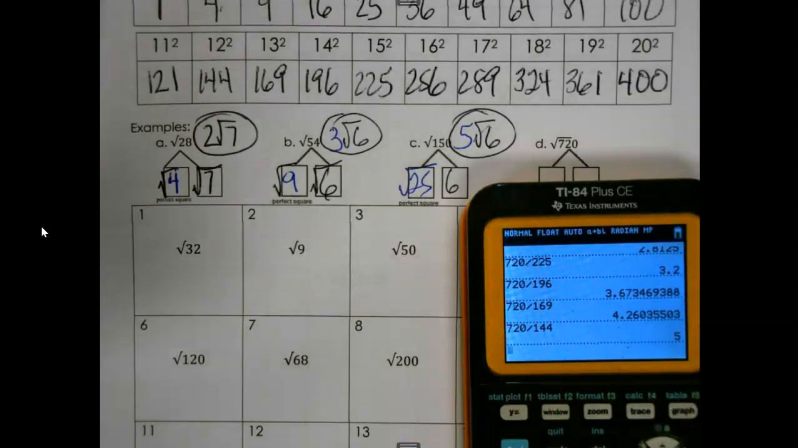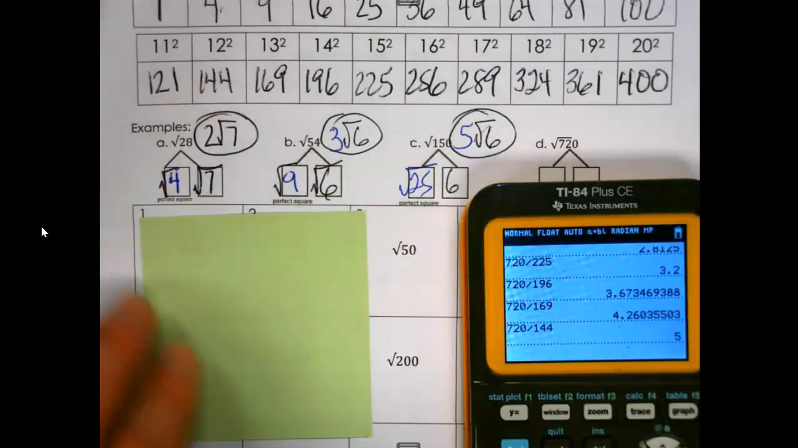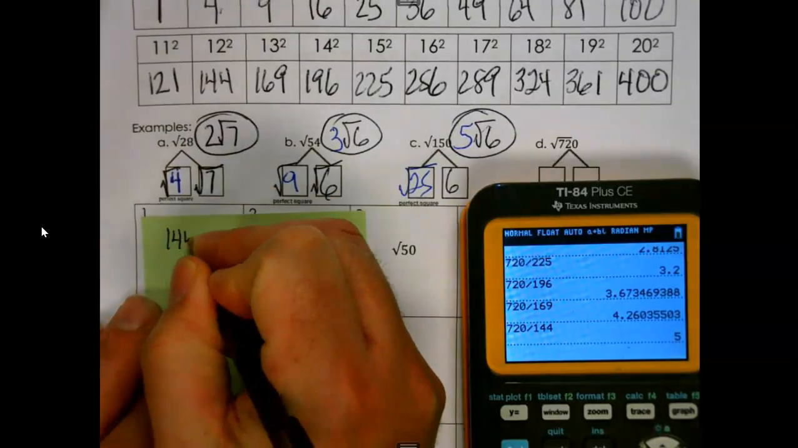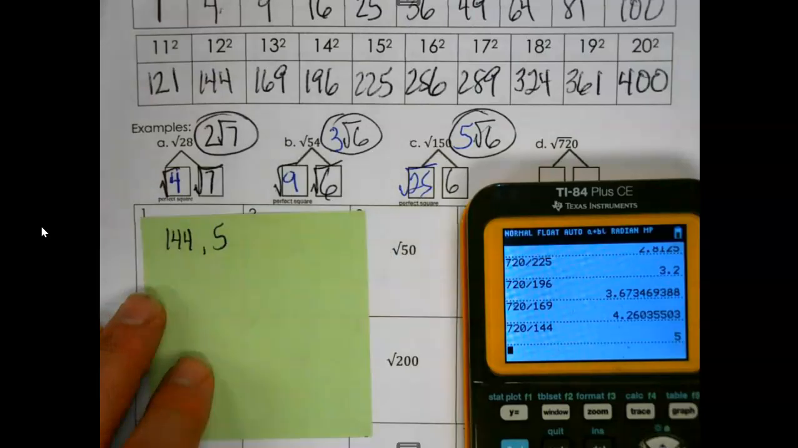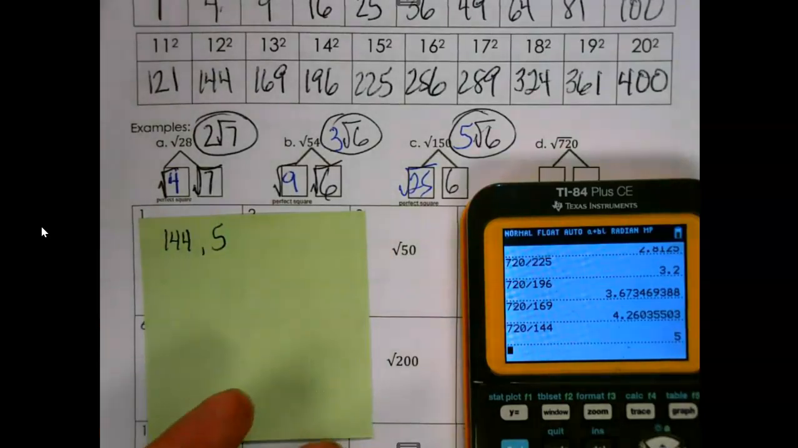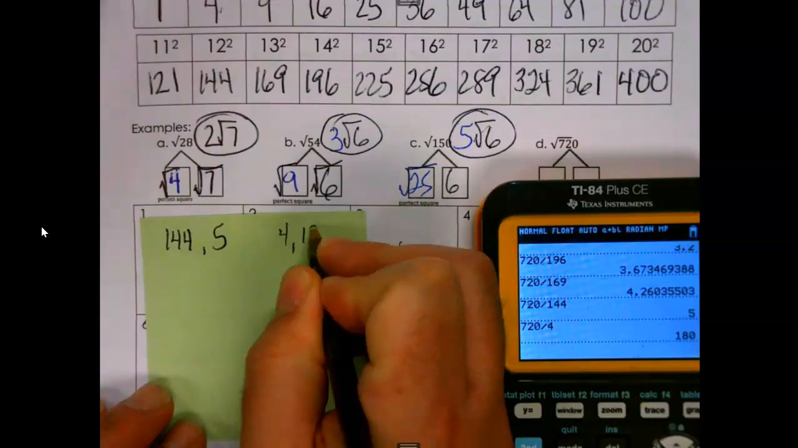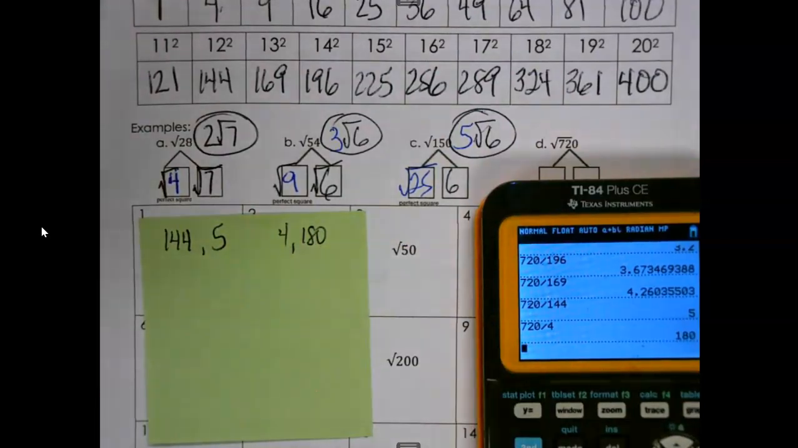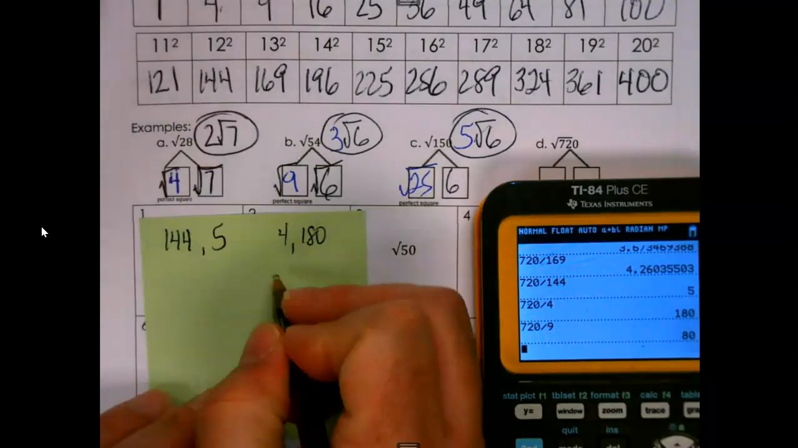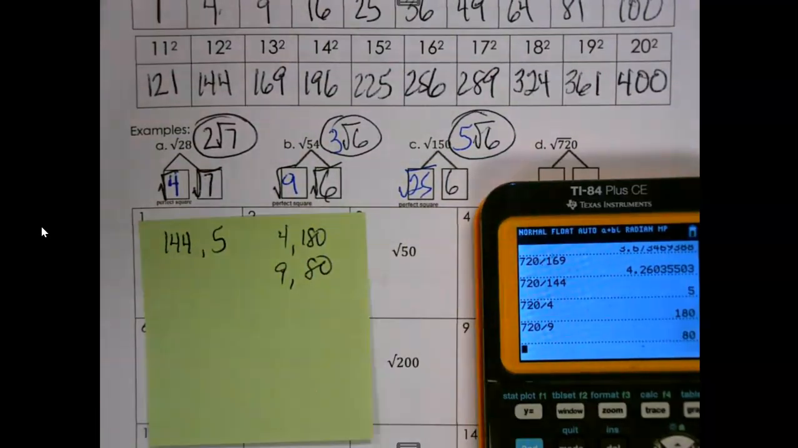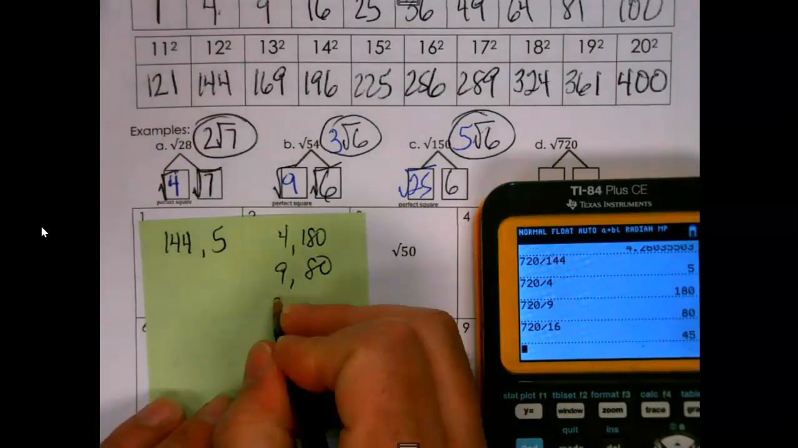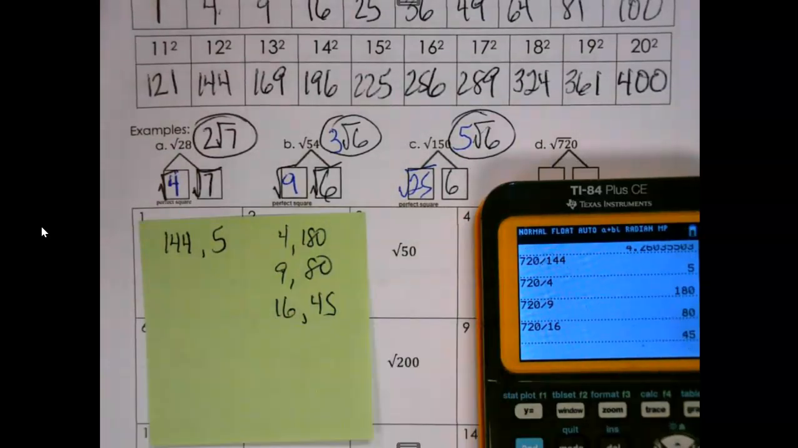Okay, so here's one of those situations that I was talking about at the beginning with the greatest one. Right here I've got 144 and 5. Let's say I was like, okay, I'm not doing all those other ones. I'm just going to look for the first one that goes in nice. So why can't I do 4 and 180? Or why can't I do 9 and 80? Ooh, I think I might even hit one more. Or why can't I do 16 and 45?